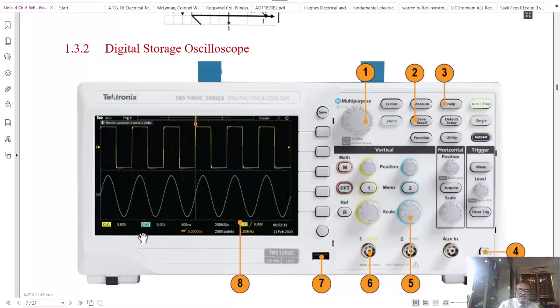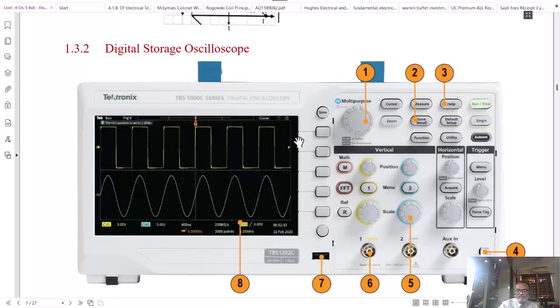So the major difference between a storage scope and an ordinary digital scope is that in a digital storage scope, there is a facility to store the waveform starting from some trigger point, so that we are able to record the non-repeating occurrence of the signal values.